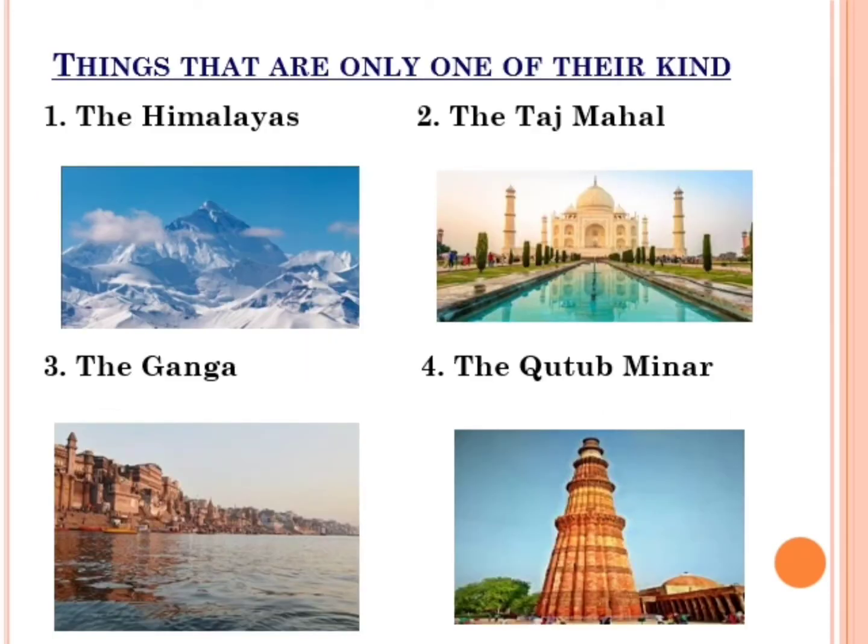Let's move further. Things that are only one of their kind. Now, students, there are many other unique things in the world apart from the sun, the moon, the universe, the sky, the stars, etc. I have mentioned a few here. The Himalayas, the Taj Mahal, the Ganga, the Qutub Minar. So, before the names of these unique things, we put article the.